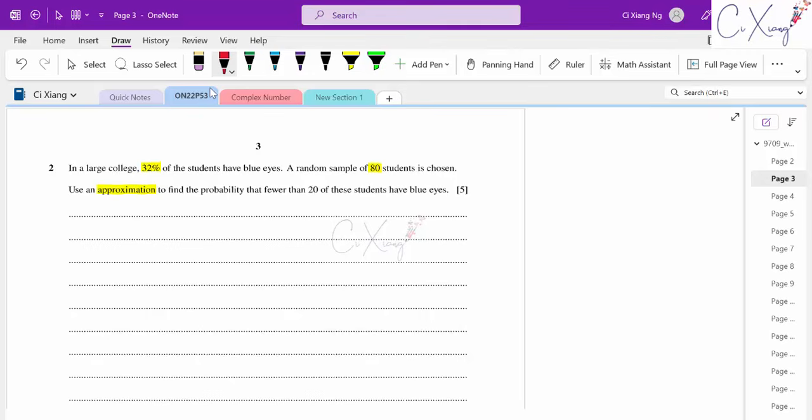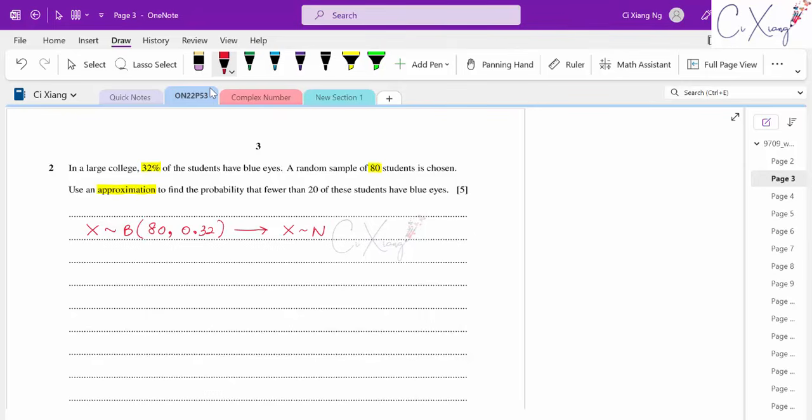According to the AS syllabus in Statistics 1, the only possible approximation so far is from binomial to normal. That means originally I have a binomial distribution, where x is the number of students who have blue eyes. I'm looking for the n value. The sample has 80 students, so 80 is the n, and p is the proportion. The proportion of students having blue eyes is 32%, therefore p is 0.32 in my binomial distribution, and then I will change it to a normal distribution.